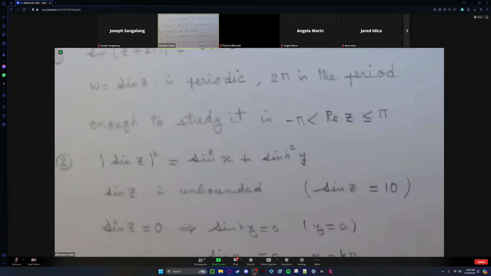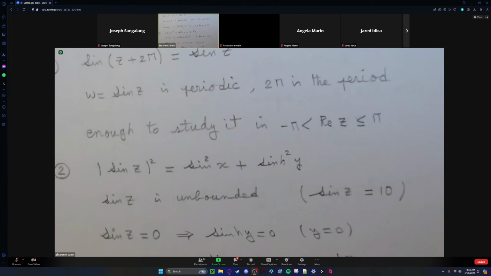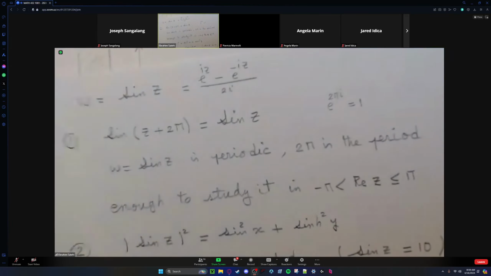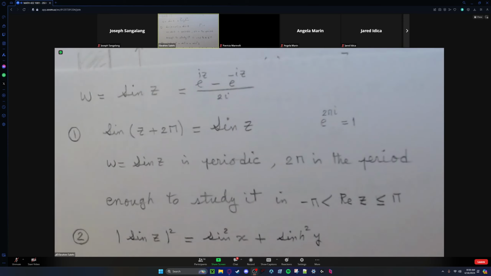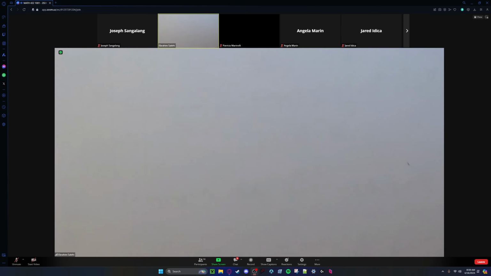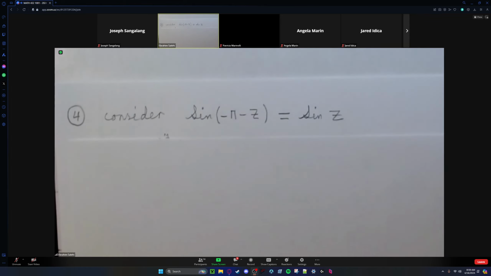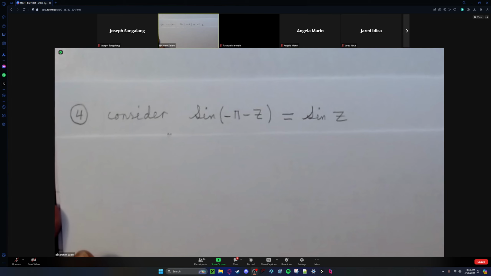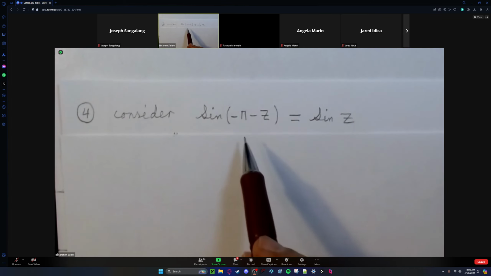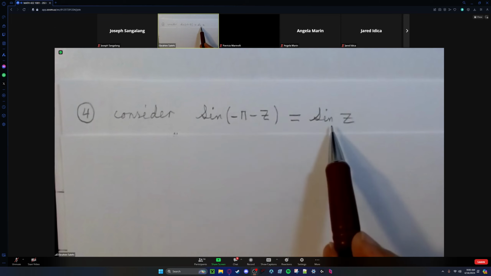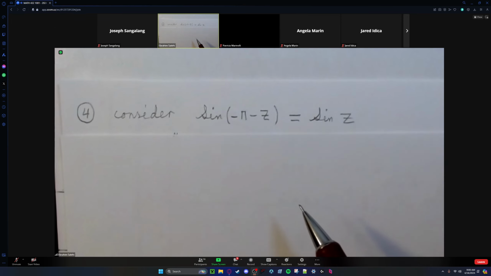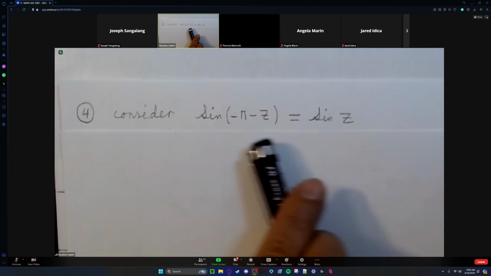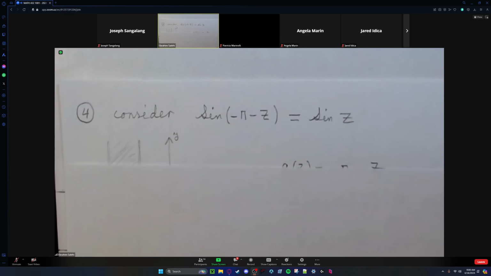Do we have any other observation concerning sine z? We certainly do. Another innocent identity is this one: sine of negative z is the same as sine of z. Well, the geometric interpretation of this identity is here.